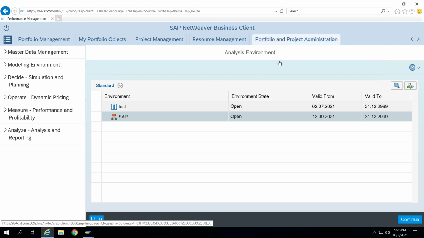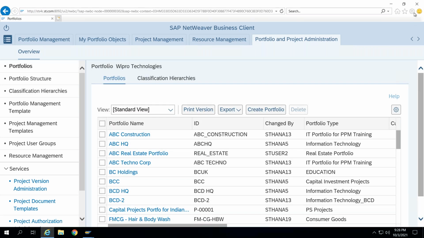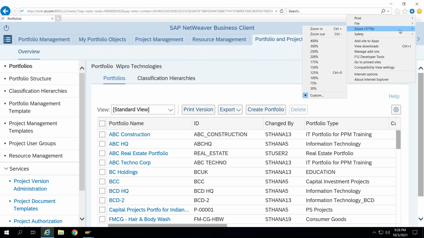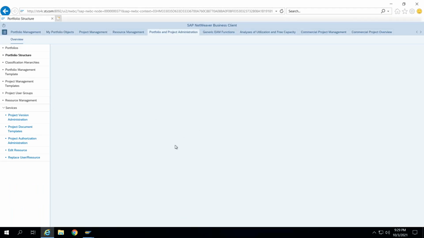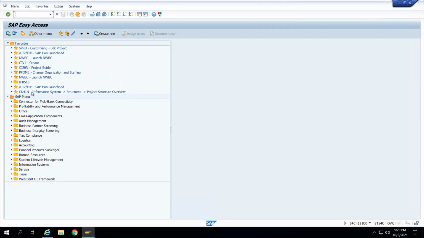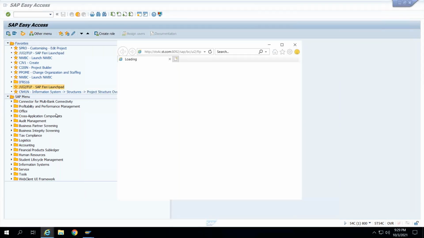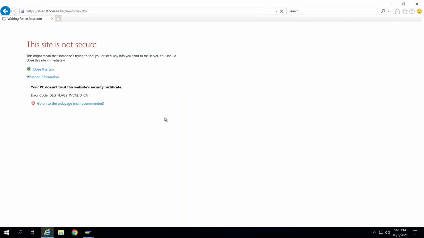As per the portfolio and project management, this is portfolio and project administration. You can see the portfolios here, the portfolio structure. Then we can go via Fiori also, so I'll show you. If you want to launch Fiori, I'm going to more information here. This will take a little time to open.